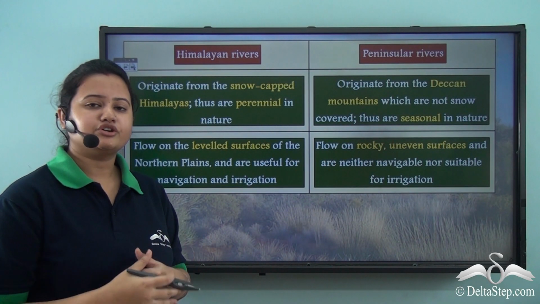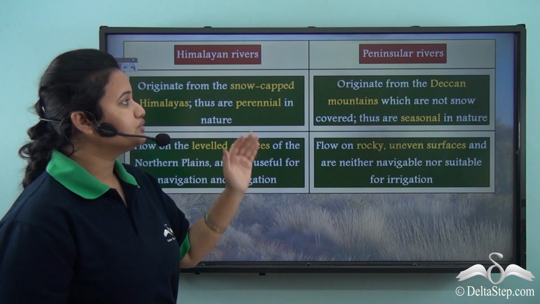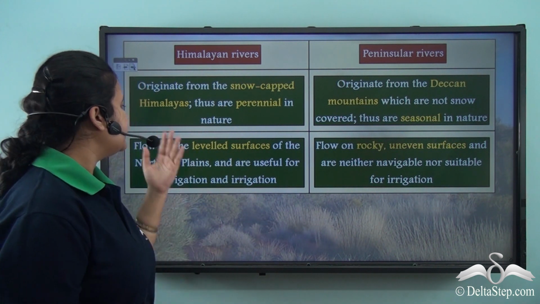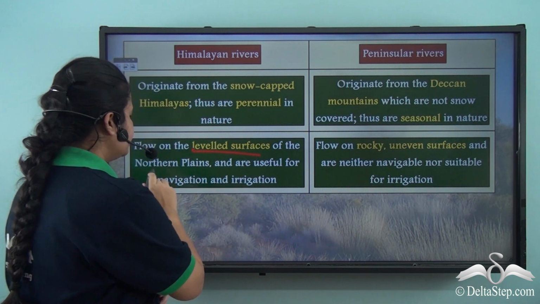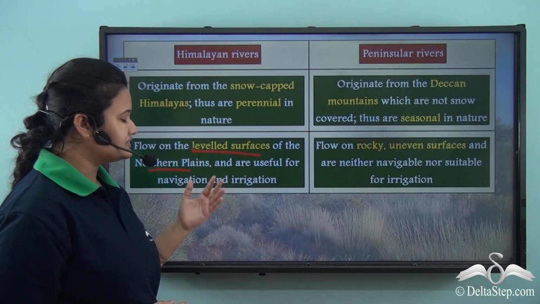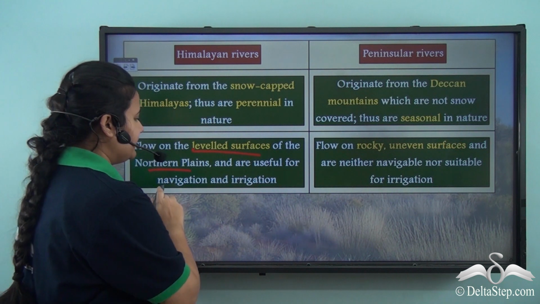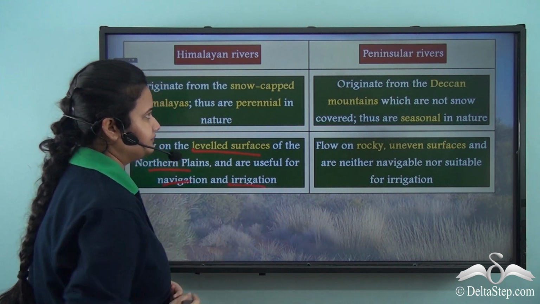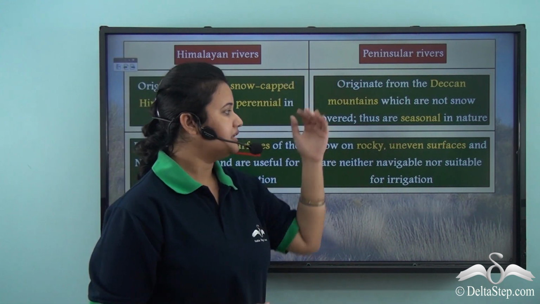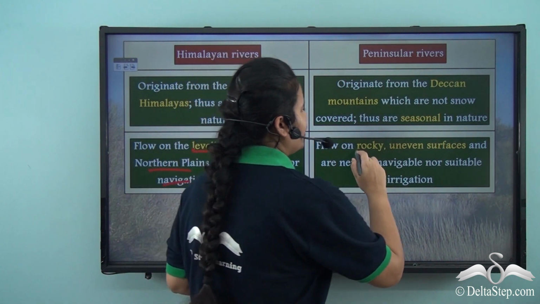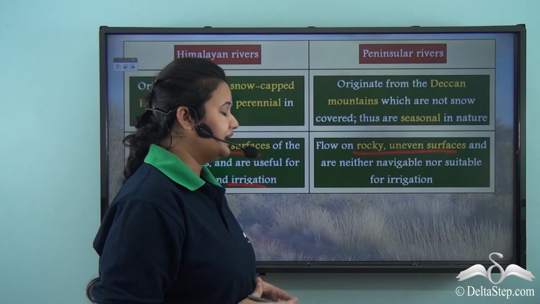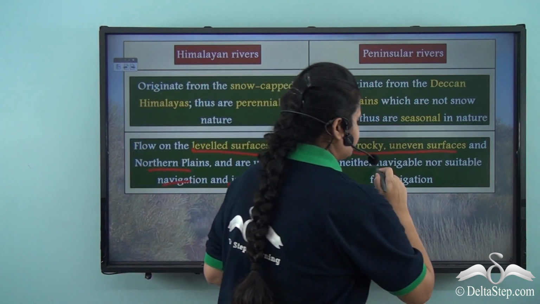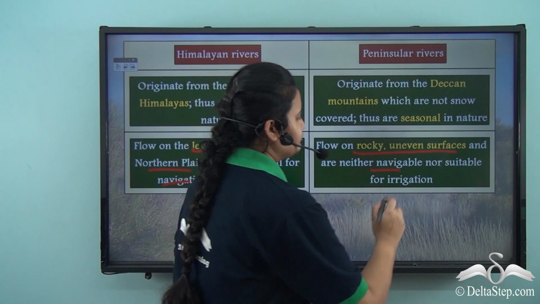The second point of difference between these two river systems is that Himalayan rivers flow on the level surface of the northern plains and these rivers are useful for navigation and irrigation. Conversely, peninsular rivers flow on the rocky uneven surface of the peninsular plateau, and these rivers are neither navigable nor suitable for irrigation.